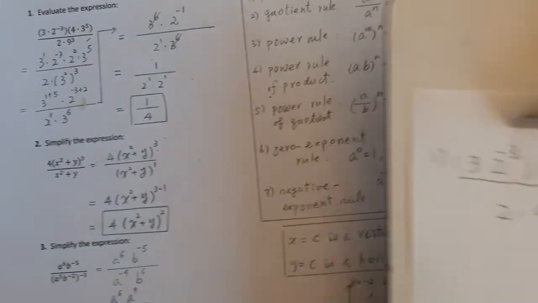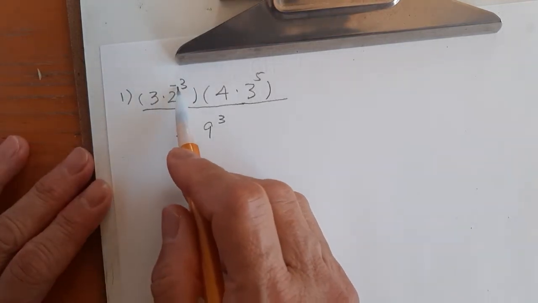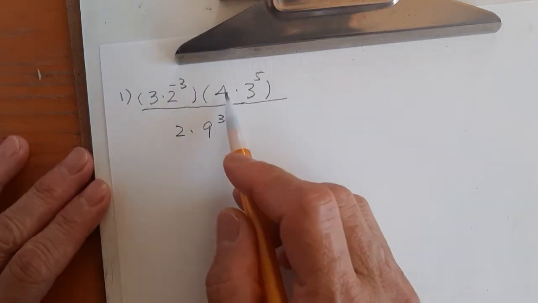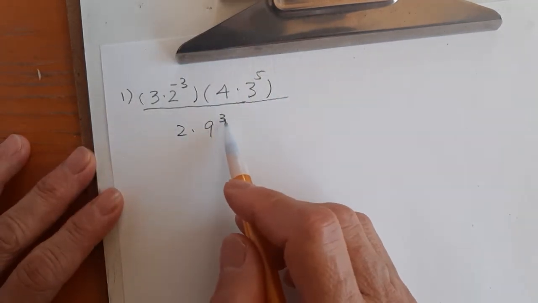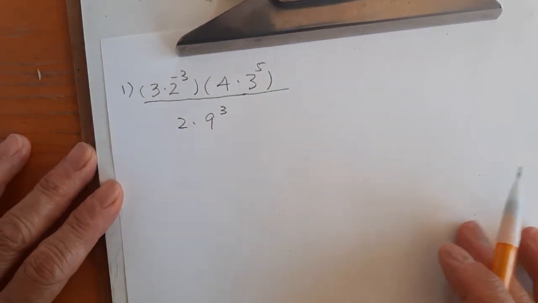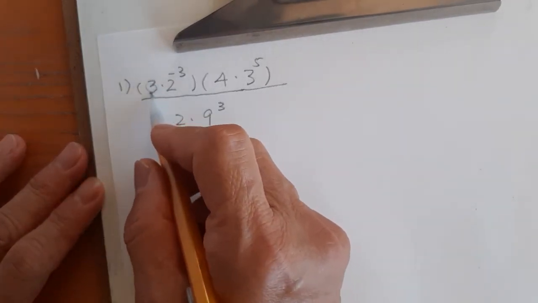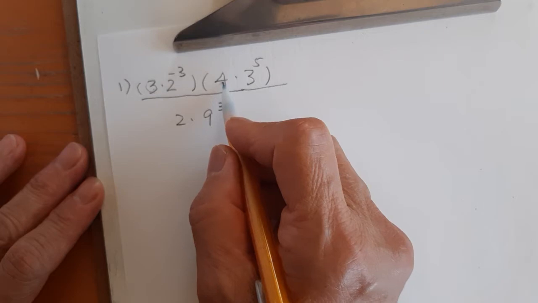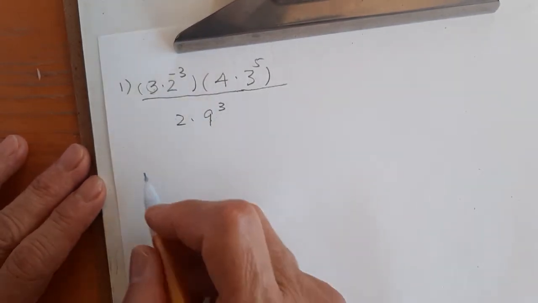So the first question is 3 times 2 to the power negative 3 times 4 times 3 to the power 5, over 2 times 9 to the power 3. To simplify it, we have to find the same base. Here we have 3, here is 2. 4 we can change to base 2. 9 we can change to base 3.